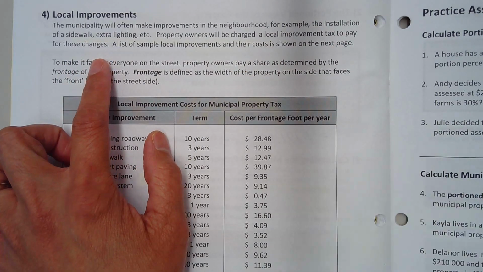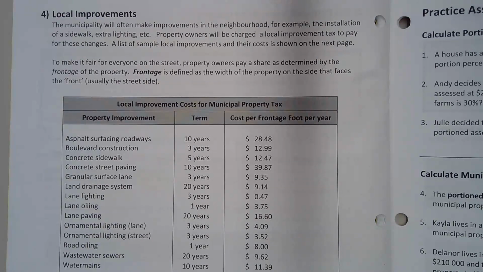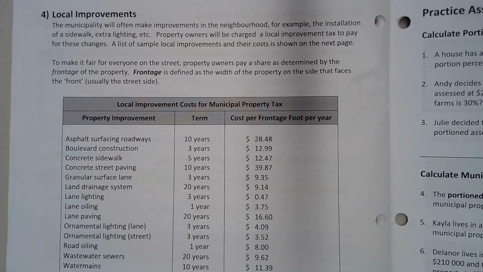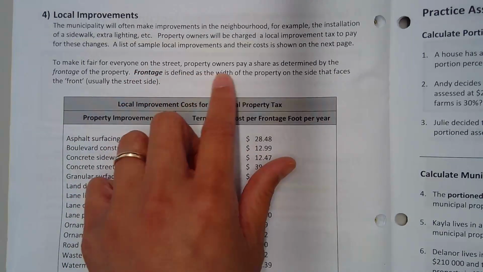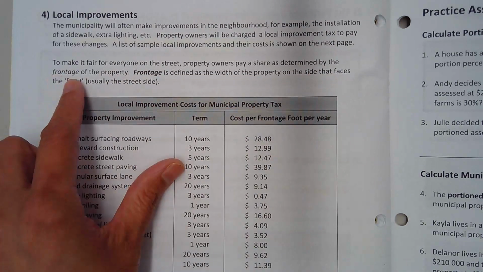So with local improvements, you only pay that amount if there's actually something getting done within your neighborhood. If they need to fix your sidewalk, people around that neighborhood will only pay for that one. If your sidewalk is not getting fixed, you're not going to get charged that. Okay? So that's why it's called local improvements.